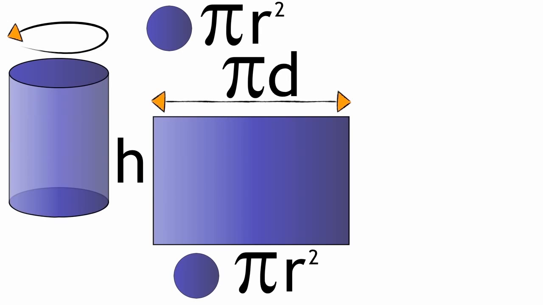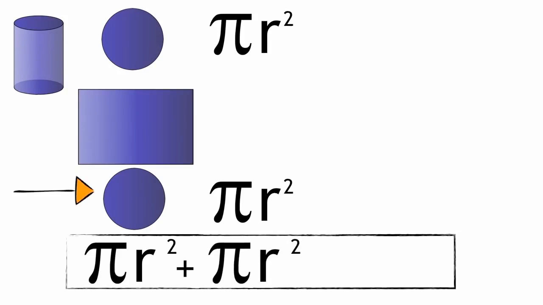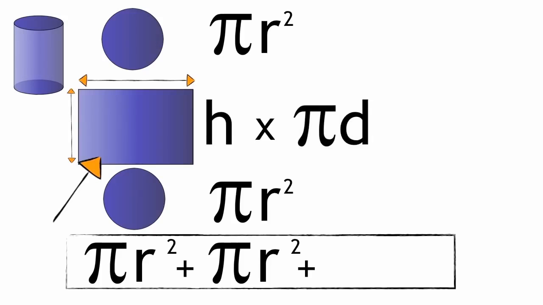So the surface area is going to be the area of the circle, pi r squared, plus this area of the circle, pi r squared. That's 2 lots of pi r squared, plus the area of this rectangle. Now that rectangle is going to be this length here times by this length here. So it's going to be h times pi d.